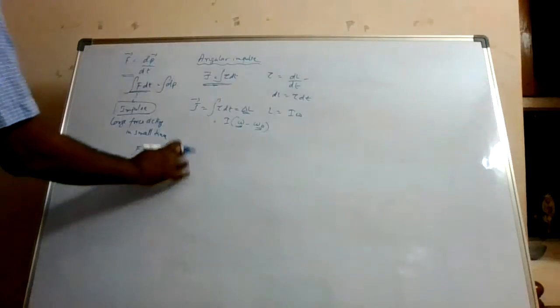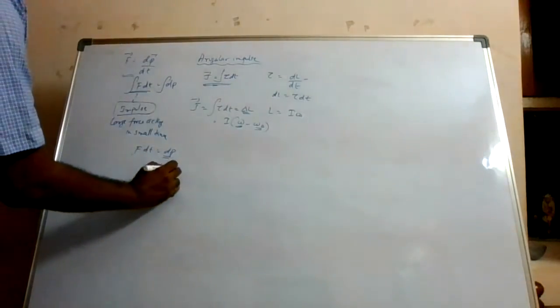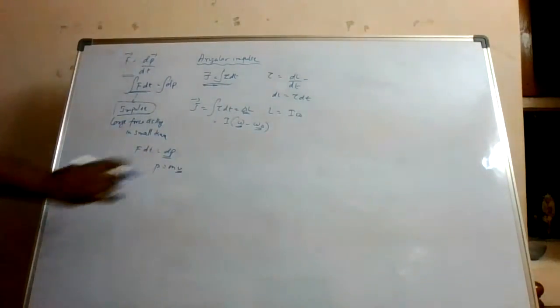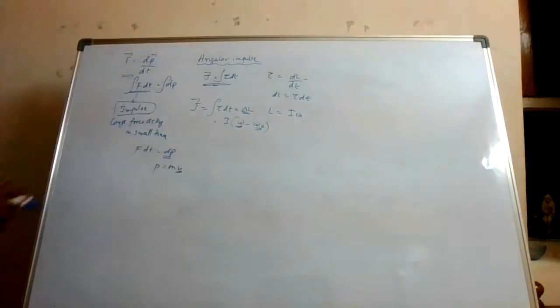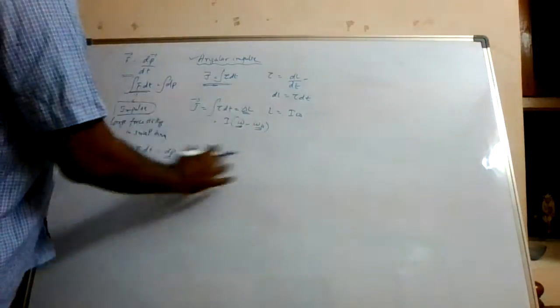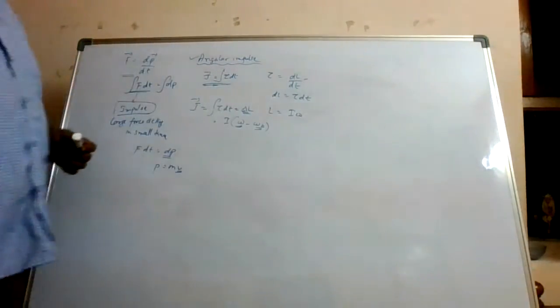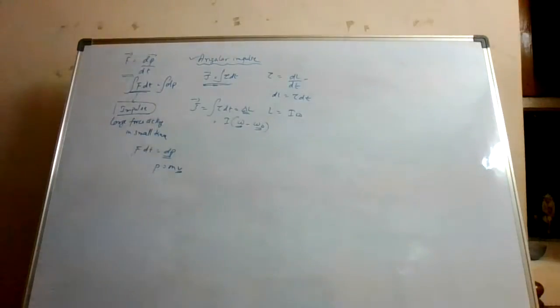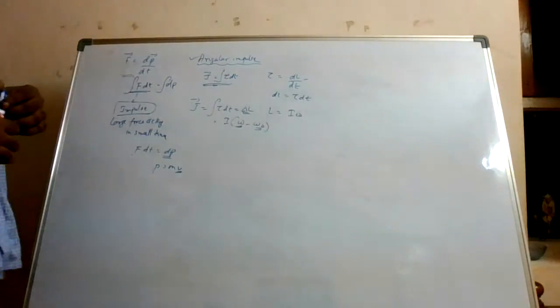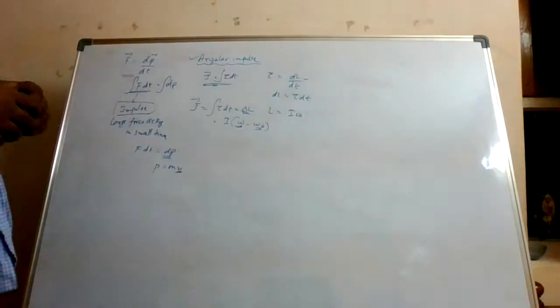Isn't it? Here, what is P? P is m times v, isn't it? This is the linear speed. Here it is the angular speed. So angular impulse can be calculated using this concept. If any question comes on this, you should remember this expression to calculate the angular impulse. But here you should be careful about the directions also. Directions are very important.